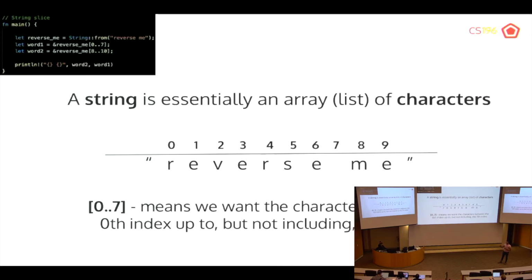So 0 to 7 means we want the characters between the 0th index up to, but not including, the 7th index. In this case, we're going to get R up until E, so the first word, reverse. We don't get the very last index. That's exclusive. So let's see this in practice, because I think it's the best way to actually work with this.